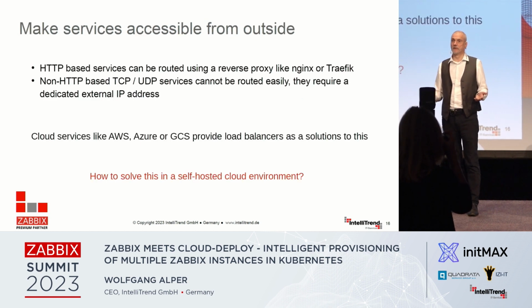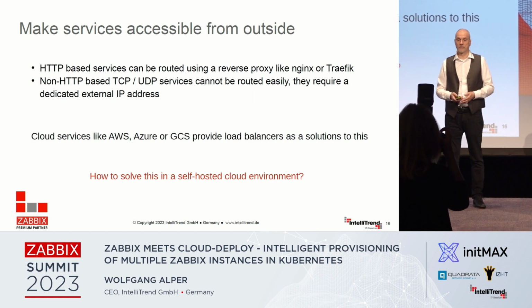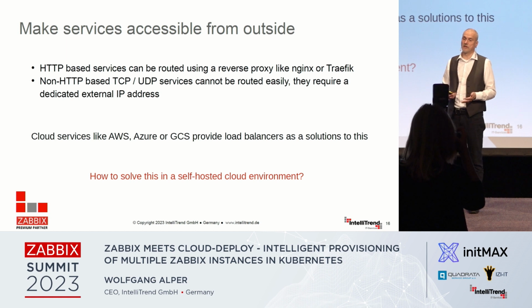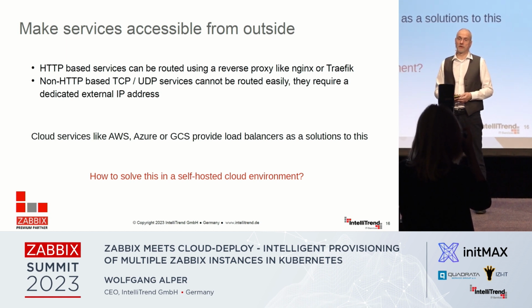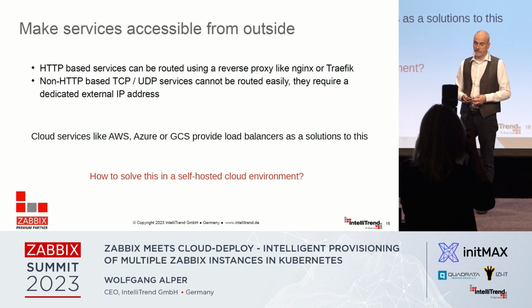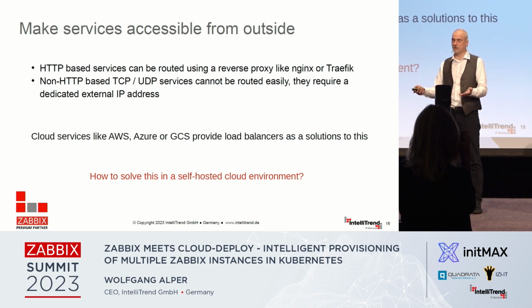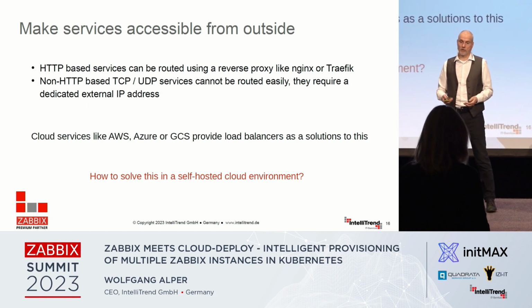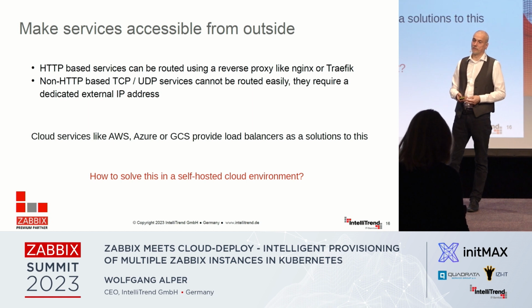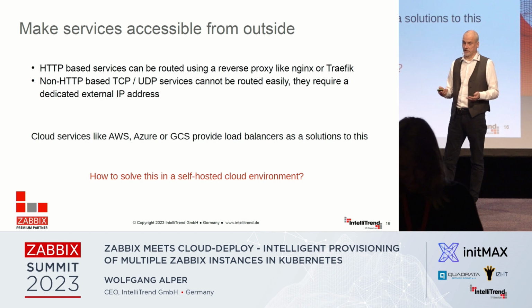The problem here is that HTTP-based services can be made quite easily accessible from the outside using reverse proxies, like an Nginx proxy, like Traefik, whatever you prefer to use. If this is non-HTTP-based traffic, like UDP or TCP ports, in our case the Zabbix trapper port 10051, then these cannot be easily routed. They usually require a dedicated IP address or a dedicated port.